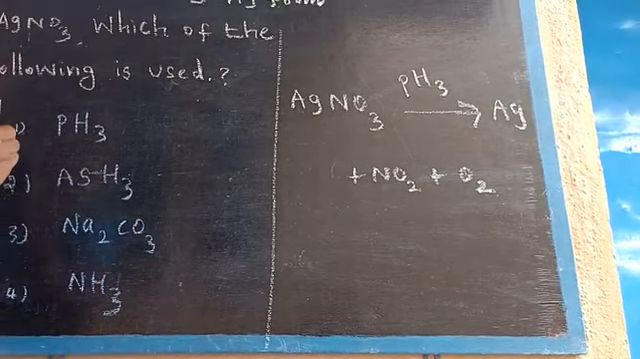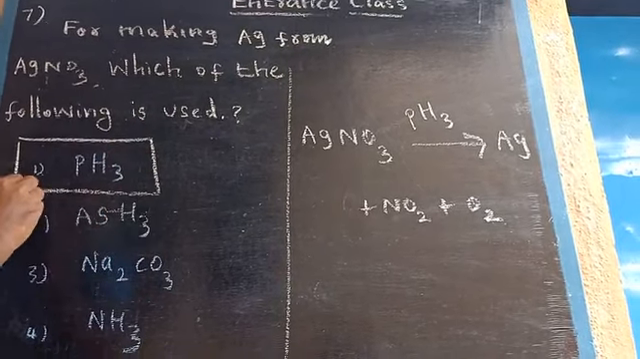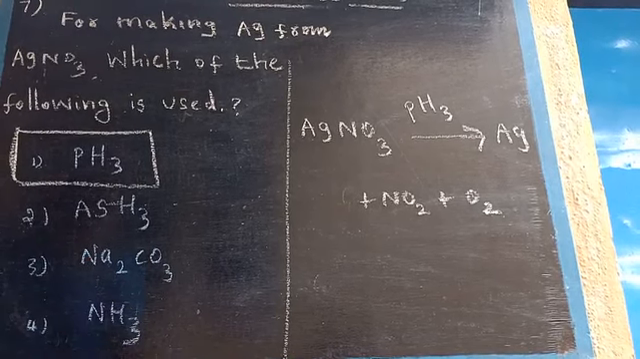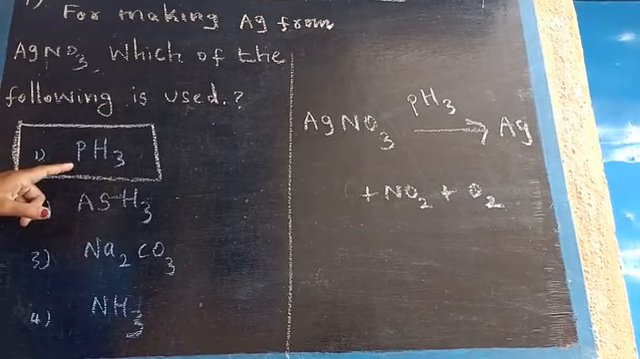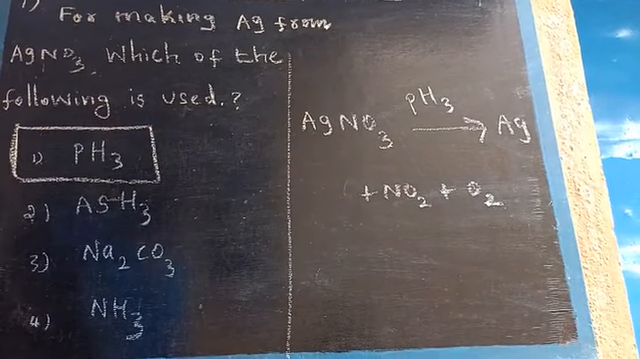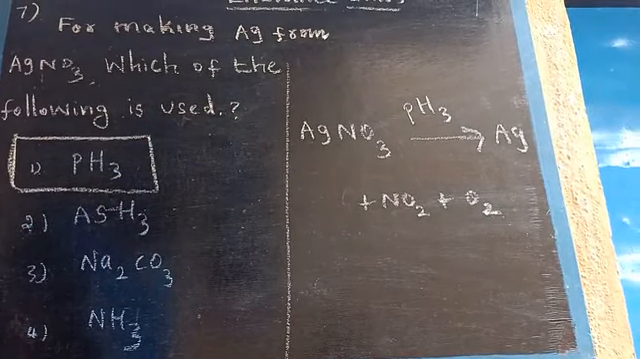So what is the correct option? PH3, phosphine. The other options are arsenic hydrate, sodium carbonate, ammonia. So the correct option is phosphine. Now phosphine alone converts silver nitrate to silver, nitrogen dioxide and oxygen.